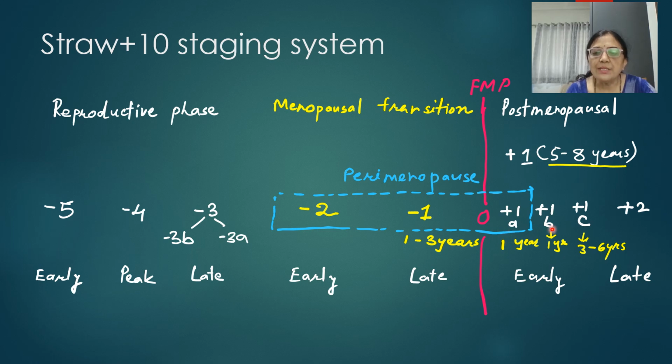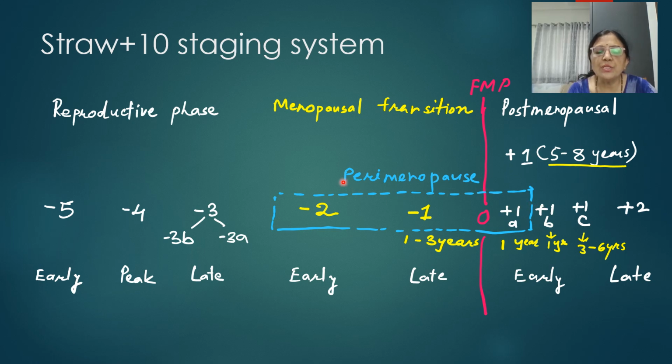Plus 1B is the second year after the final menstrual period. And after 2 years of final menstrual period, plus 1B ends and plus 1C starts. Plus 1C remains for around 3 to 6 years. So total duration of plus 1 is 5 to 8 years, out of which the first 2 years are fixed. First year is plus 1A, second year is plus 1B.